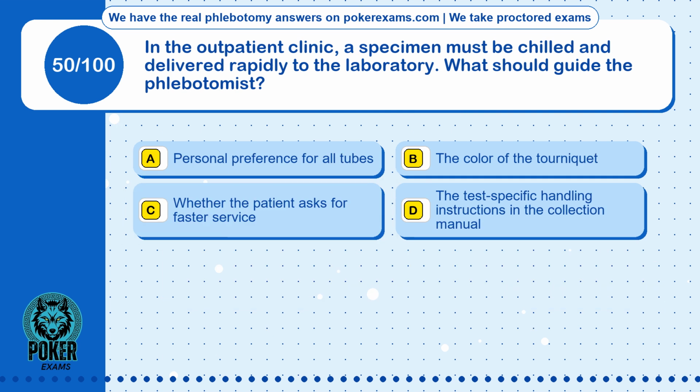Question 50. In the outpatient clinic, a specimen must be chilled and delivered rapidly to the laboratory. What should guide the phlebotomist? Option A, personal preference for all tubes. Option B, the color of the tourniquet. Option C, whether the patient asks for faster service. Option D, the test-specific handling instructions in the collection manual.